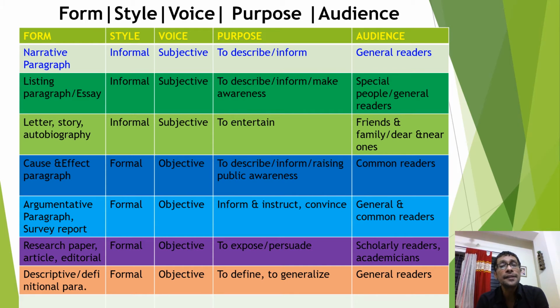Now, the next one, second last, research paper and article. What type of writing? If it is research paper, article, editorial, or assignment, then of course the style is formal, voice would be objective, and the purpose is to expose or to persuade the reader about a problem or about a topic. And the audiences are also very different. Scholarly audience, especially academicians, use this type of writing.